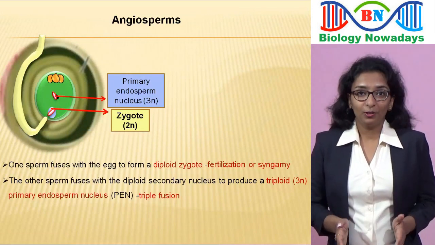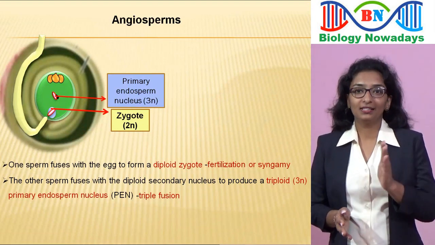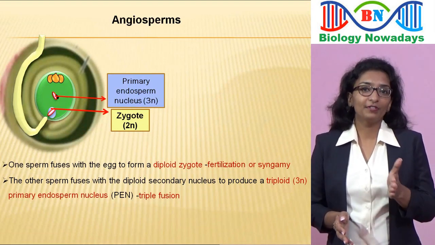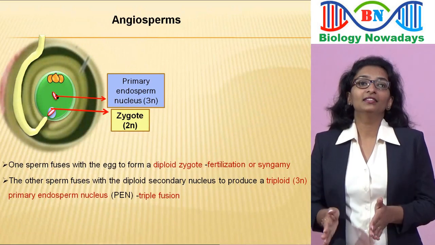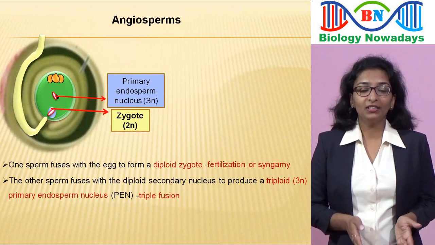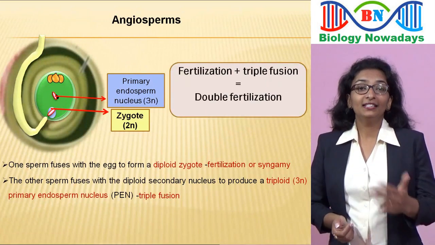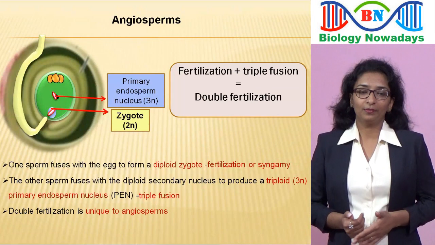Thus, in an embryo sac, there occur 2 fusions by the sperms, one in syngamy, that is fusion of sperm with egg, and the other in triple fusion. And therefore, this phenomenon is called double fertilization. This is an event unique to angiosperms.